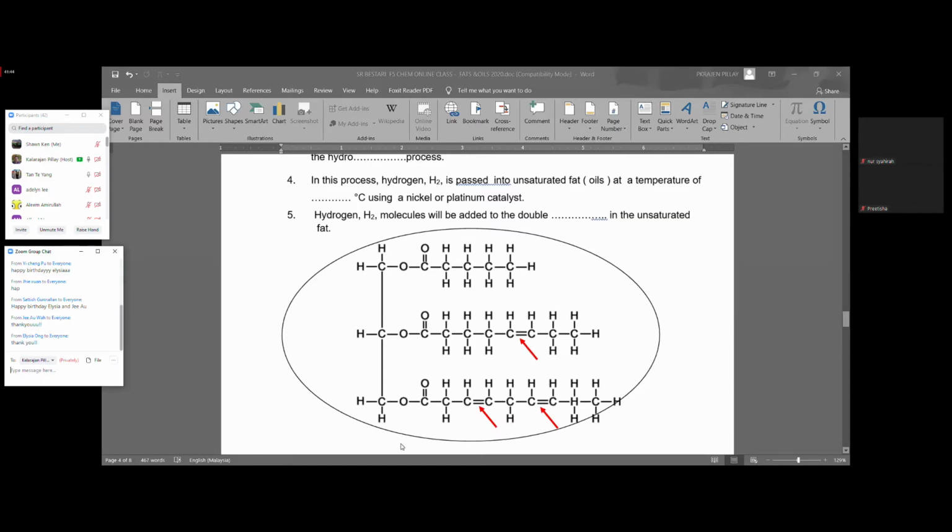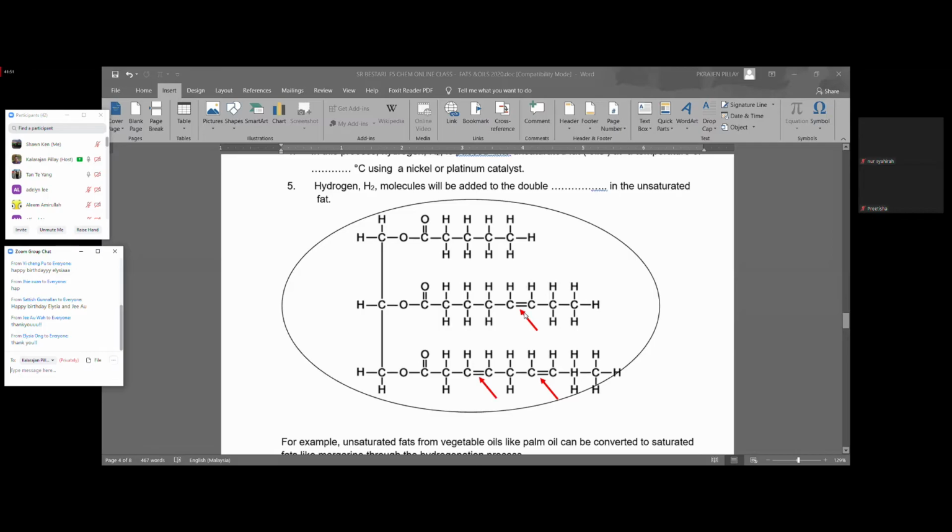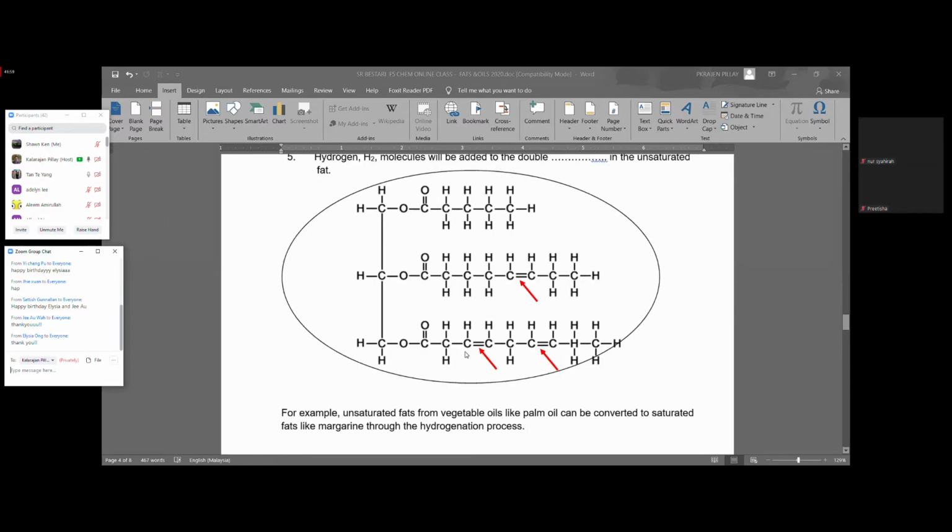Can you see the whole thing is an unsaturated fat, the oil. Where I put the red arrow, one hydrogen will come here, one hydrogen will come here. When the double bond is broken, it becomes a single bond. Then another hydrogen will come and attack here, and then attack here. So here will be H and H. Double bond becomes single bond. So this whole thing becomes a saturated fat, which is margarine. Are you following me? Very clear cut. So this one is important.